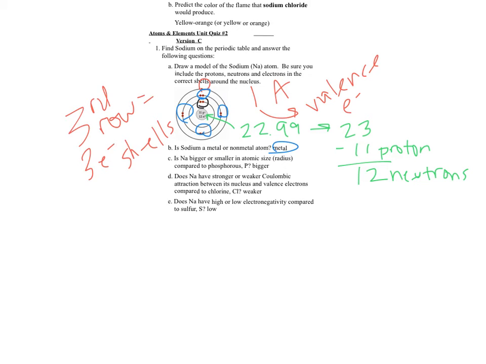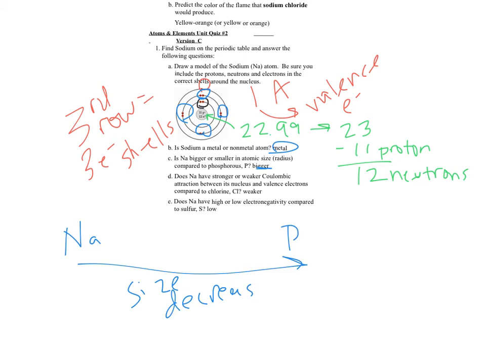And he is going to be bigger in size than phosphorus. So sodium's over here, phosphorus is over here. Remember, size decreases, so it gets smaller. So that means that sodium is going to be bigger, right? And phosphorus is going to be smaller. So sodium is going to be bigger than phosphorus.